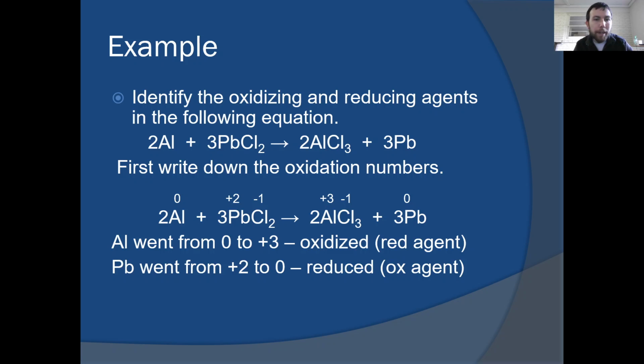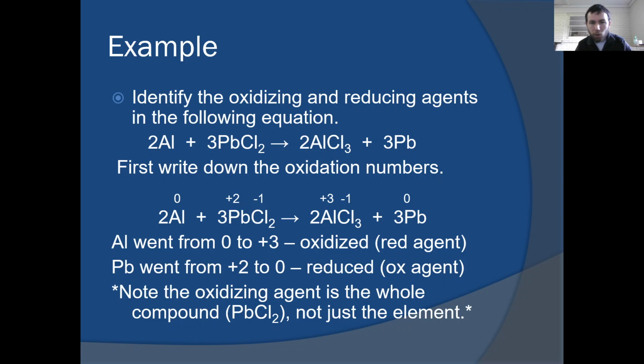Now, it's important to recognize here that when we identify substances as their oxidizing and reducing agents, we look at the entire substance as a whole, not just the individual element that was changing, right? So for the aluminum, for example, we would call that the reducing agent because specifically aluminum was the reactant that we had. But for the lead, yes, that was the substance that was reduced, but we would say that the lead(II) chloride as a whole is the oxidizing agent, not just the lead as the element, because then we'd be referring to the product side, and that would cause some confusion. So just keep that in mind. It's the whole compound, not just the element.